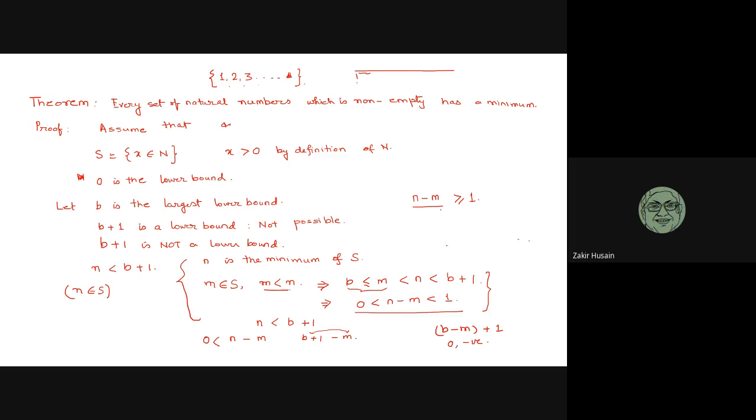But here we are seeing that n minus m is less than 1, because n and m are both natural numbers. This cannot be true. So this entire logic breaks down, and we only have this possibility: n is the minimum of S.